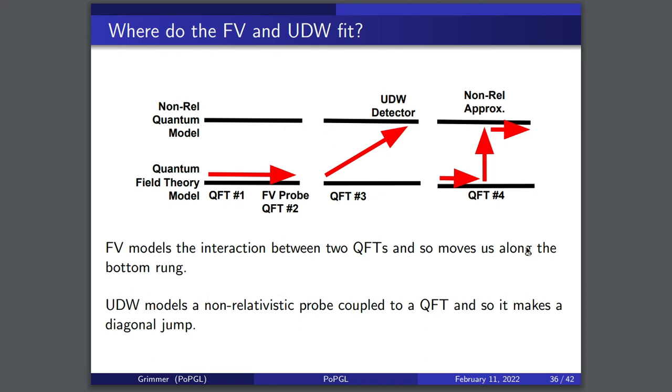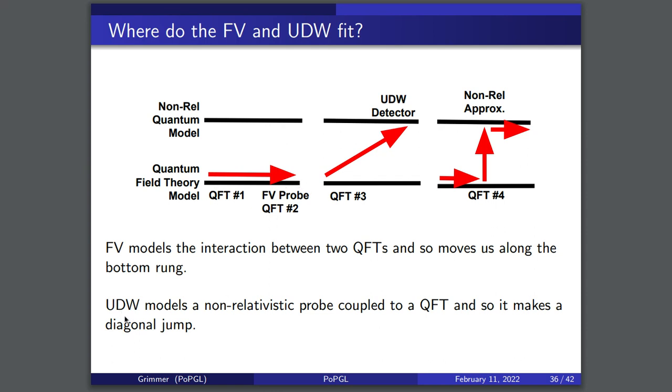So using this, how can we see the Fuster-Verch and the Unruh-DeWitt models in this understanding? The Fuster-Verch model describes an interaction between two quantum fields. And so what it does in this understanding is it moves us along the bottom rung. We have quantum field theory number 1, which then interacts with quantum field theory number 2, and the measurement process moves along through that process.